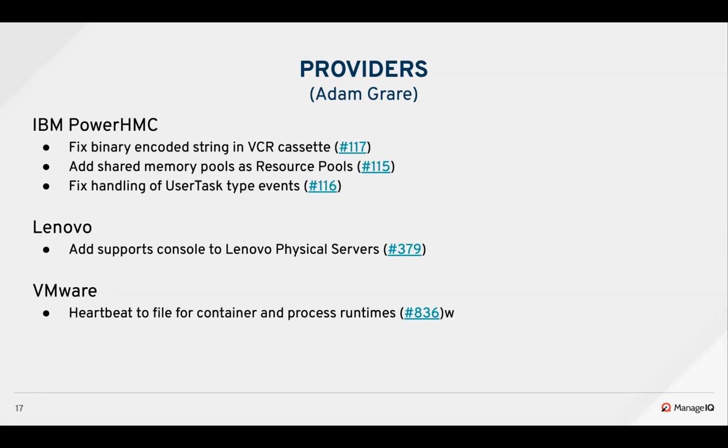For HMC, they fixed binary encoded strings in the VCR cassette. There were some non-printable ASCII characters in one of the physical servers that they had as part of their environment, and so they removed that so that they were better able to ignore sensitive data in the VCRs, because it's easier to strip it out during the VCR record process.